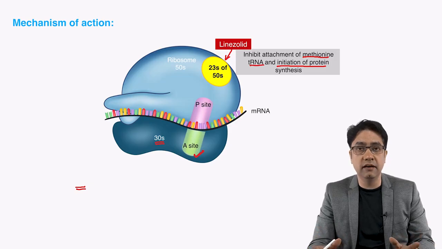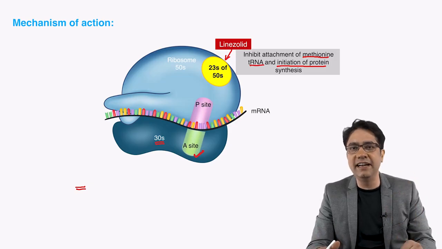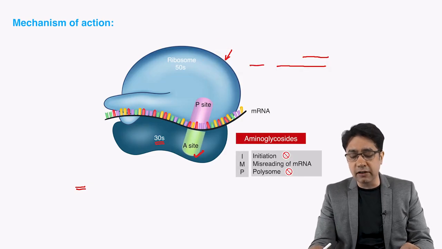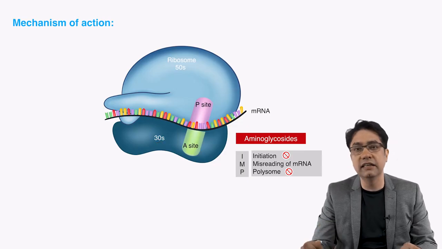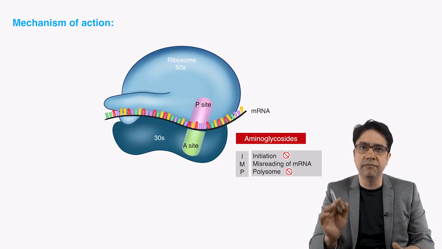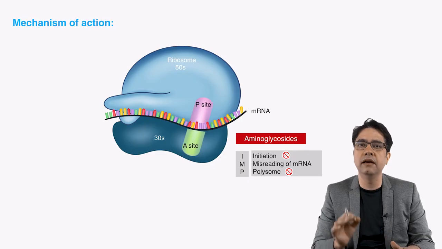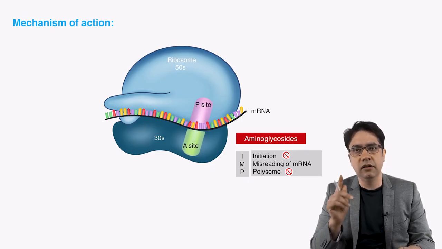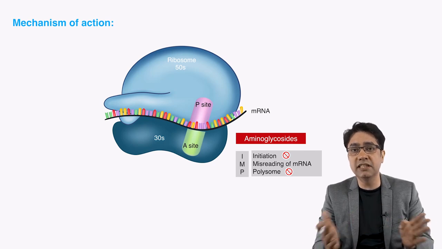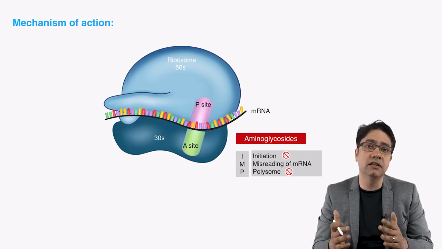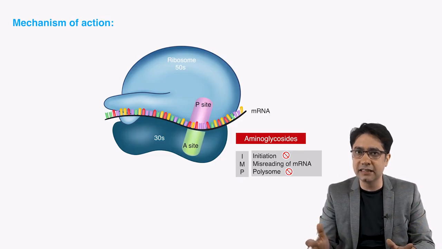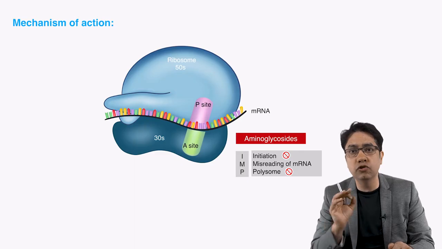Now, it's very unique. Let's talk about the last antimicrobial, which is aminoglycosides. Aminoglycosides will also attach on the 30S subunit and they have a variety of actions. We can remember a mnemonic IMP, important. I, they also inhibit initiation of protein synthesis. They produce misreading of mRNA. Misreading means a different type or a defective amino acid will attach. And lastly, they inhibit polysome formation.